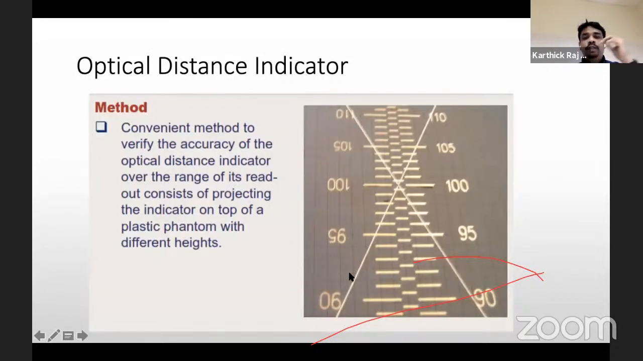Another important thing: most of the time we set the patient with an optical distance indicator, or what we used to call ODI, so this ODI has to be properly calibrated. If it's not properly calibrated, you set a patient at an SSD, and if the ODI is not correct, there will always be an error. Normally you can put slab phantoms, which are 1 centimeter thick, on the couch table and check 100, 99, 98, so you can calibrate the optical distance indicator and cross check it. It has to be within plus or minus 1 millimeter.